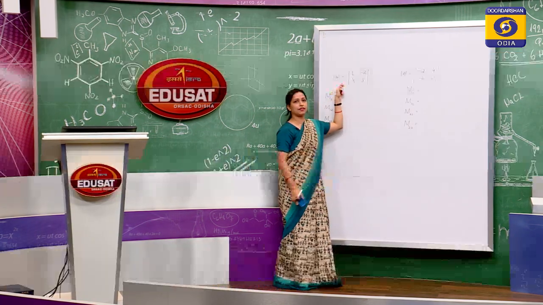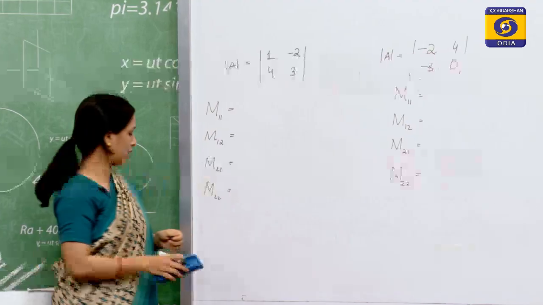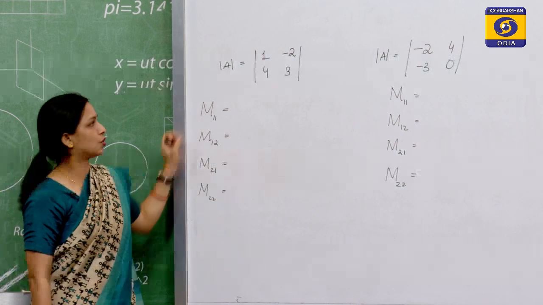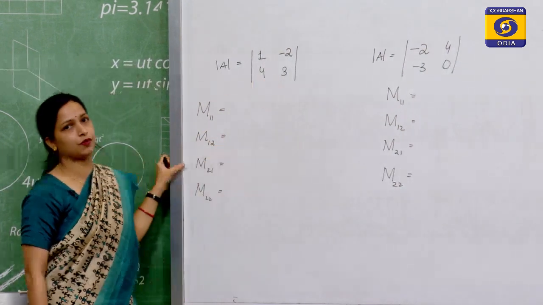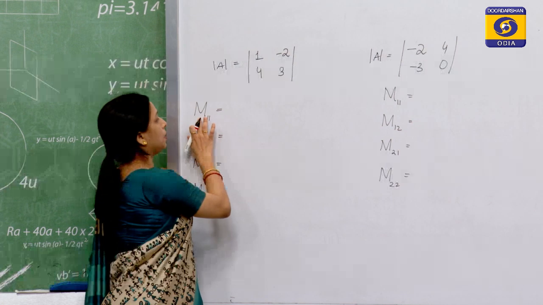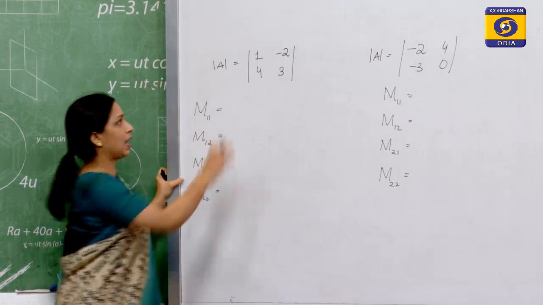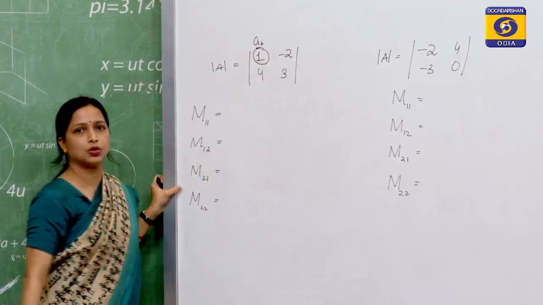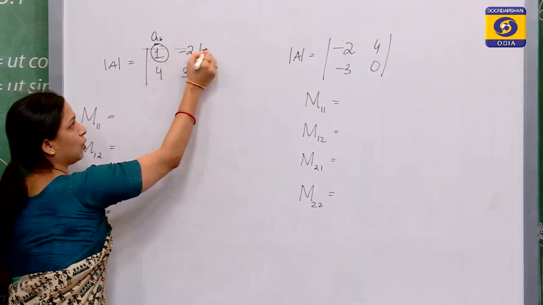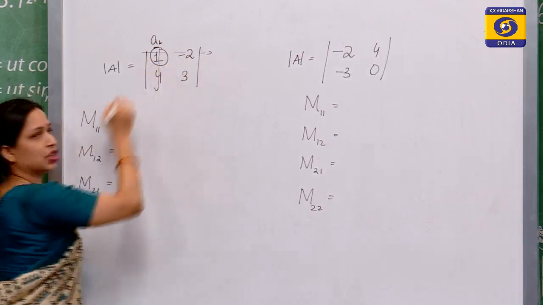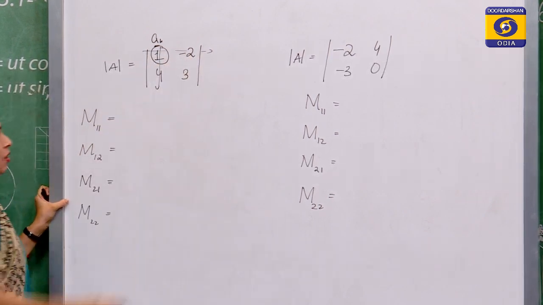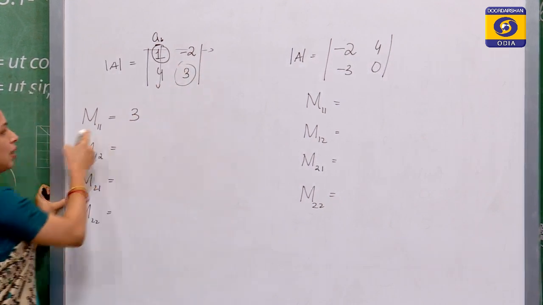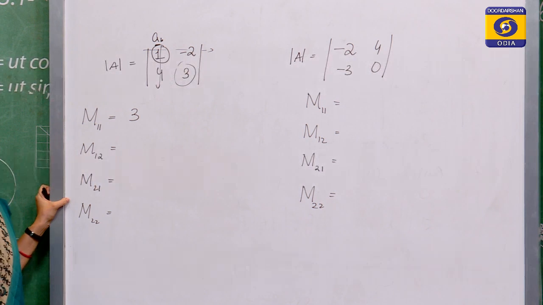Now, for example, if I take this order 2 determinant and I have to find out the minors of this determinant, there are 4 elements, so there have to be 4 minors, right. The minor of A11: I delete the row and the column in which the element exists. The resultant is the minor. So M11 is 3.